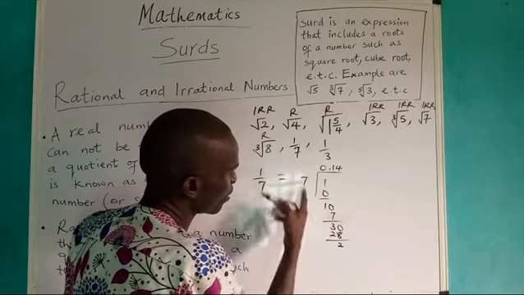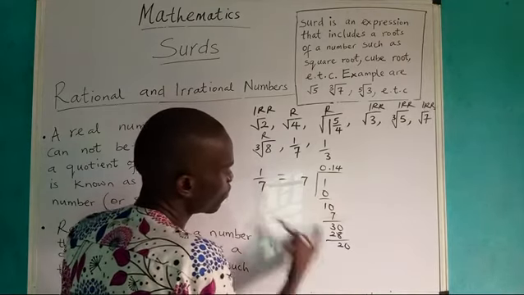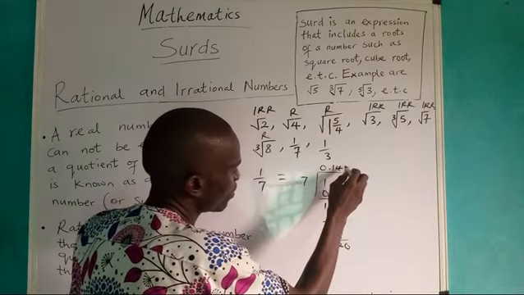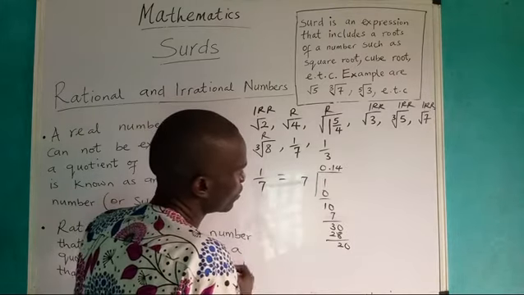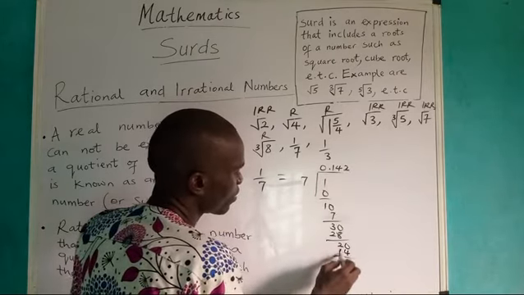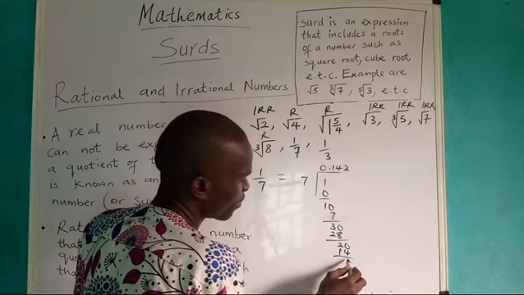Now, can 7 share 2? No, it's not possible. Put 0 there. So 7 now shares 20. I will have 2, because 2 times 7 is 14. Okay, let us see again. Minus it. When I minus, I will have 6.